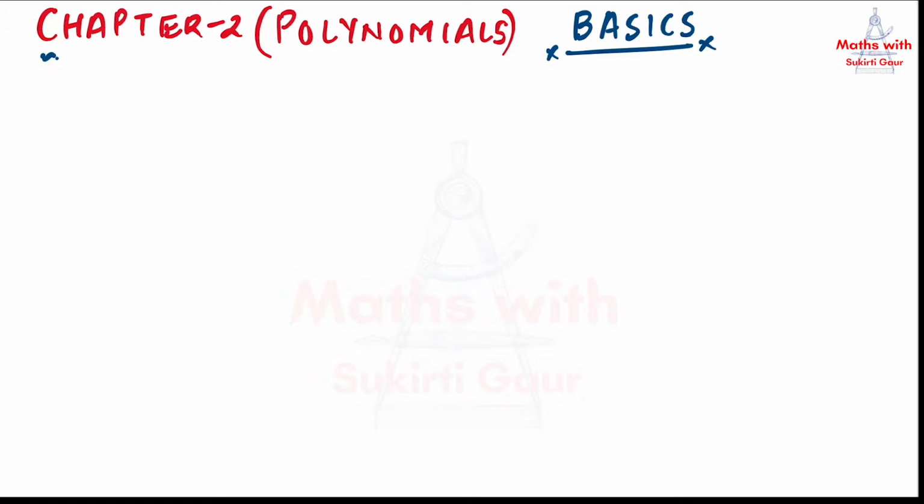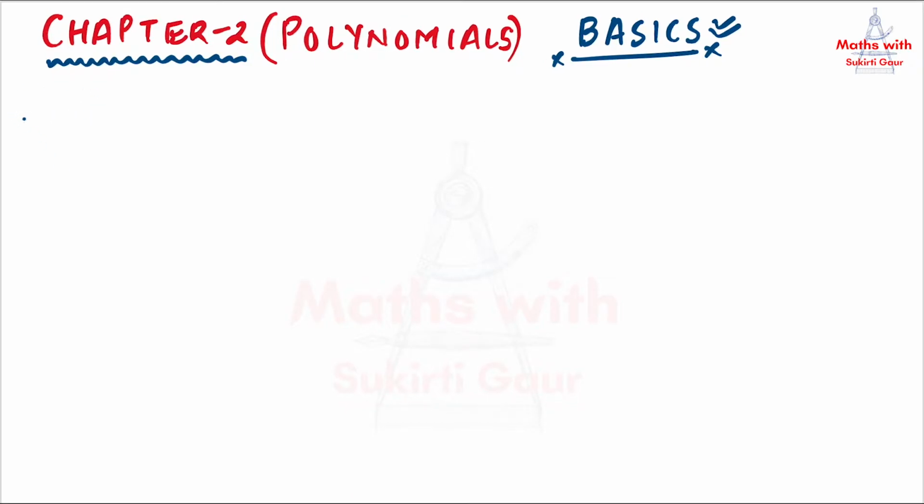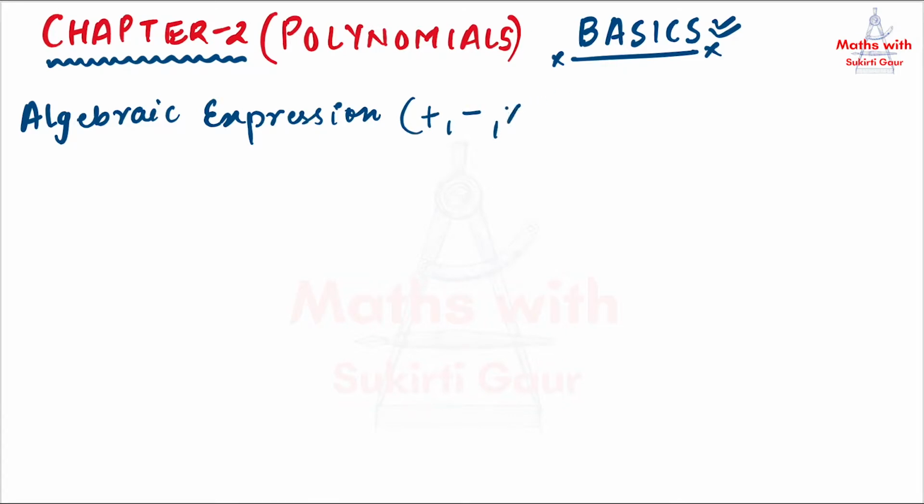So in this video we are going to start chapter number 2, polynomials. This is from class 9th Maths NCERT books. In this video we are going to cover the basics of polynomials. So let's start. You all have studied about algebraic expressions in your previous class. You have also learnt about addition, subtraction, multiplication and division. So in this chapter we are also going to learn about a type of algebraic expression called polynomial.